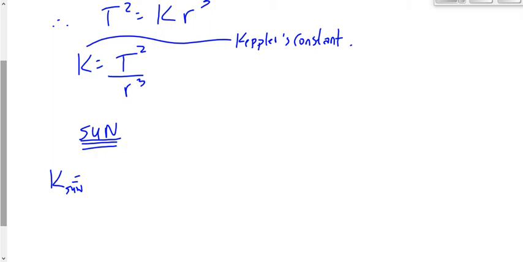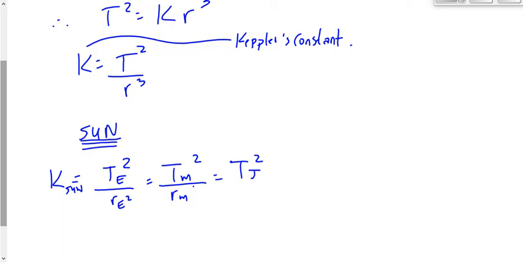whether we use data for the Earth revolving around the sun or whether we use data for Mars revolving around the sun or whether we use data for Jupiter revolving around the sun. It doesn't matter. Whatever it is that's revolving around the sun has the same ratio of the square of the period to the cube of the radius of revolution.